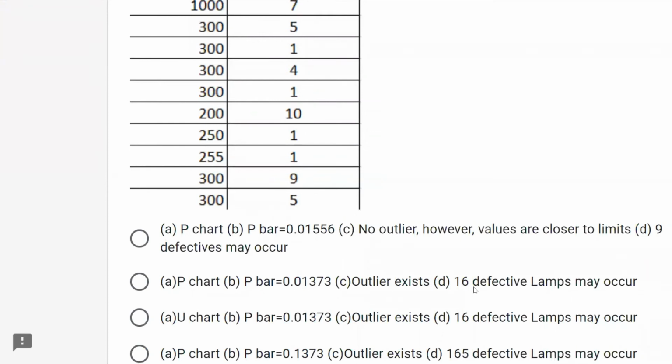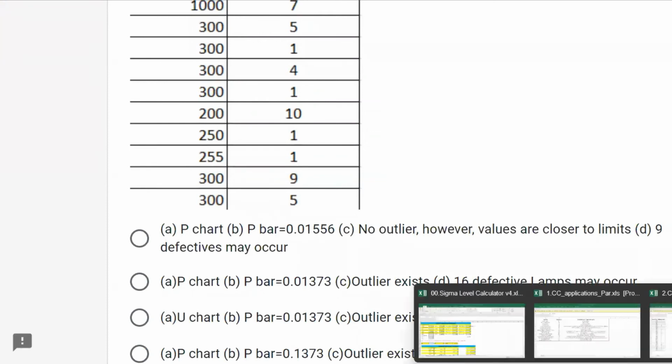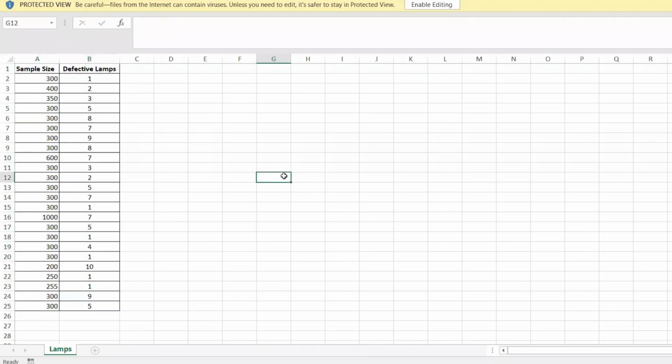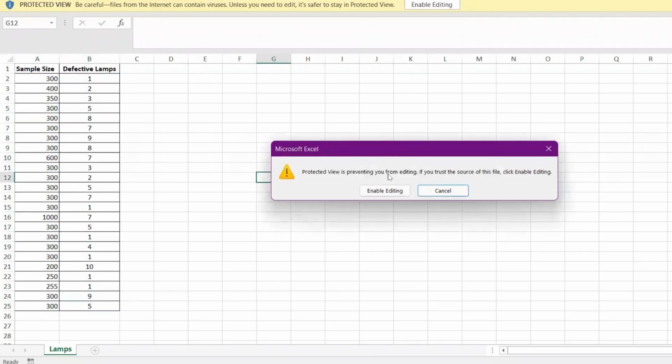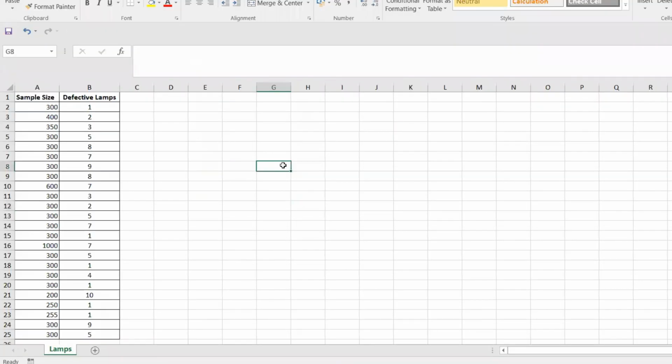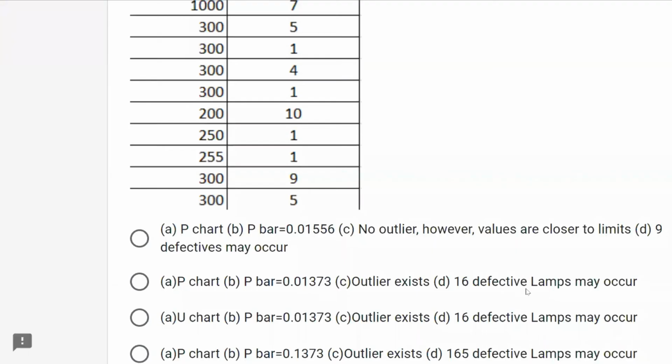How many defects will we get? So let's do a calculation. I will take this value and paste it. If 1,200 lamps are there, what is the defect? You can just multiply the P bar value into the 1,200 samples being tested. I will round up this value because it's only defects. So 16. If we are testing 1,200, we might get 16 defective lamps.